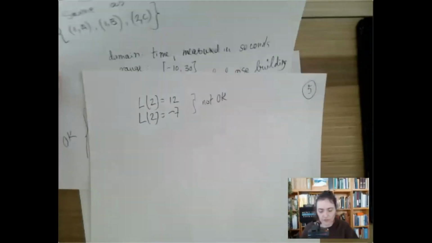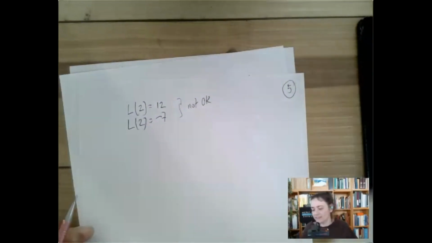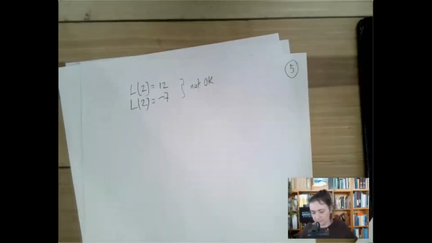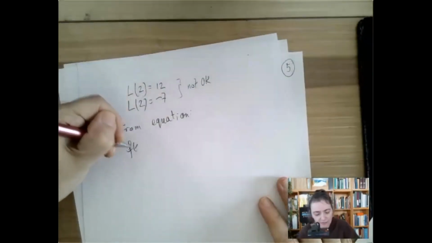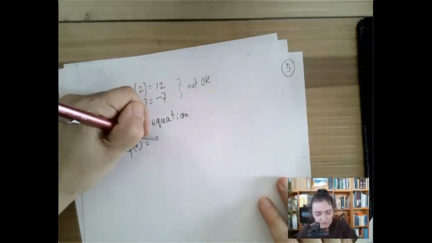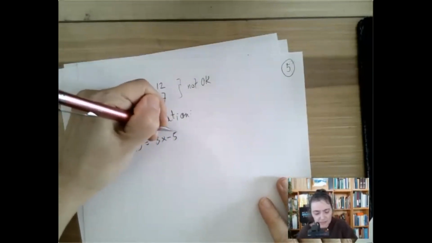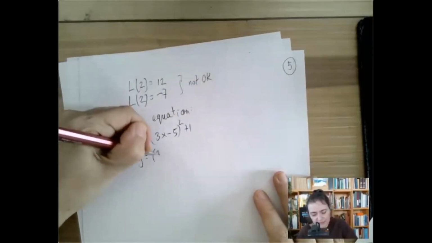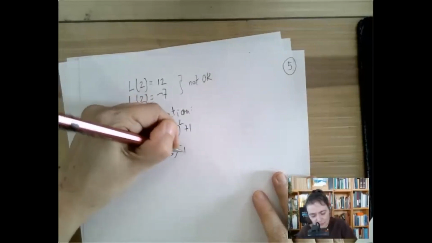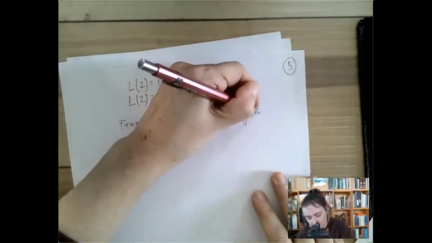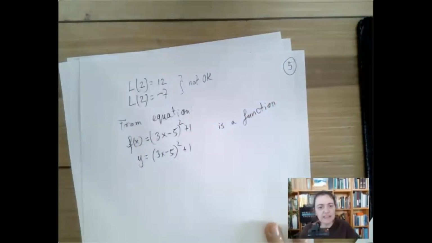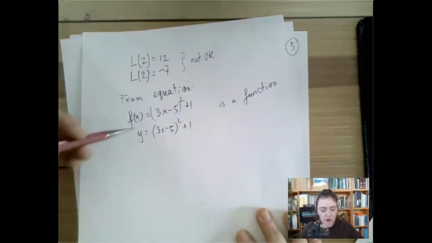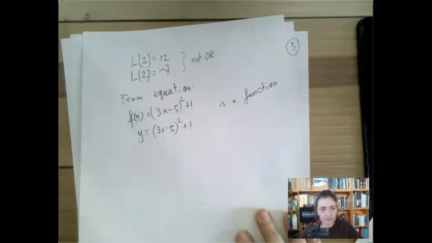So we're still talking about how we can tell if a relation is a function or not. From the little picture, from the graph, and now from the equation. If it's in the form of f of x equals 3x minus 5 squared plus 1, or y equals 3x minus 5 squared plus 1, it is a function. Because there is a unique recipe as to how to get y in terms of x.